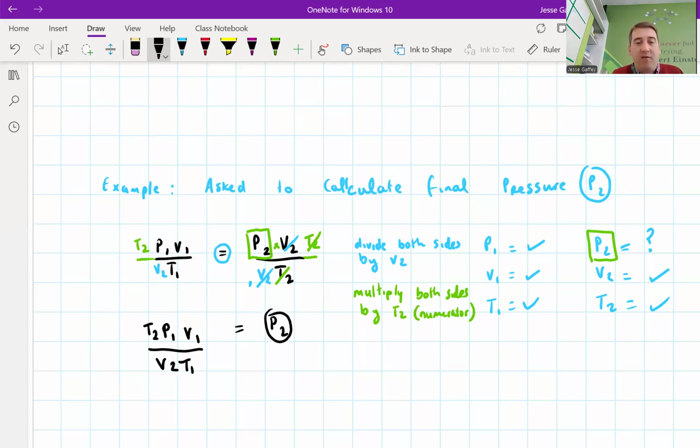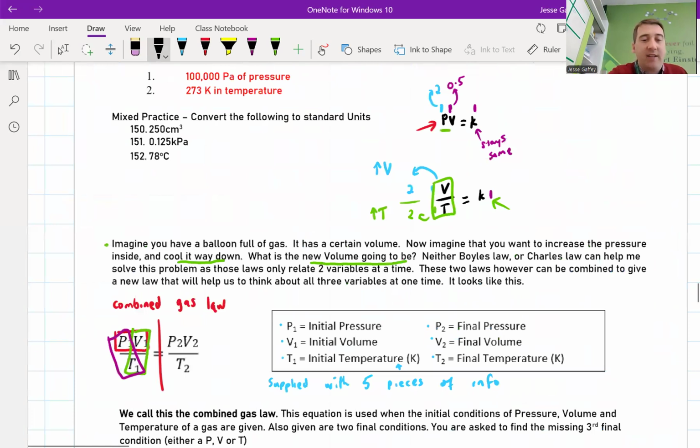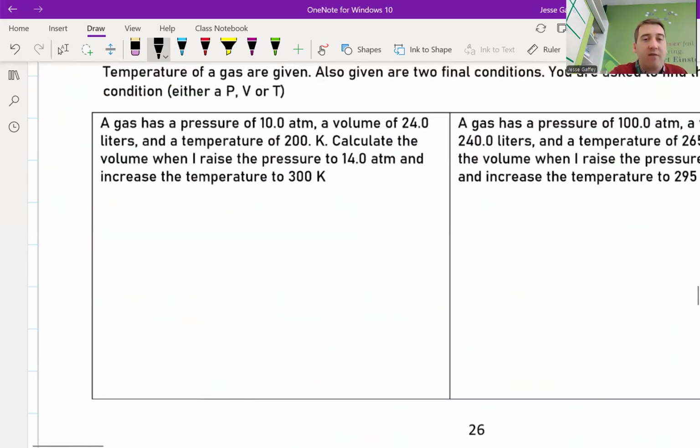Now we sub in the T2 value, P1 value, V1 value, V2 value, and T1 value. Plug them in, put it in your calculator, and you'll get the answer for P2. Right, so let's try a real example of this now. Let's have a little look at the following. So I'm going to ask you to pause the video and have a little read of this for me.